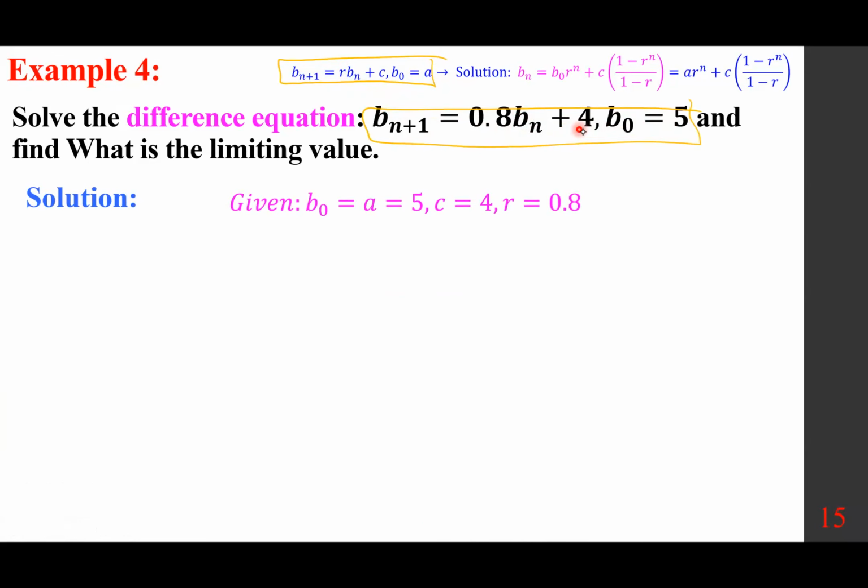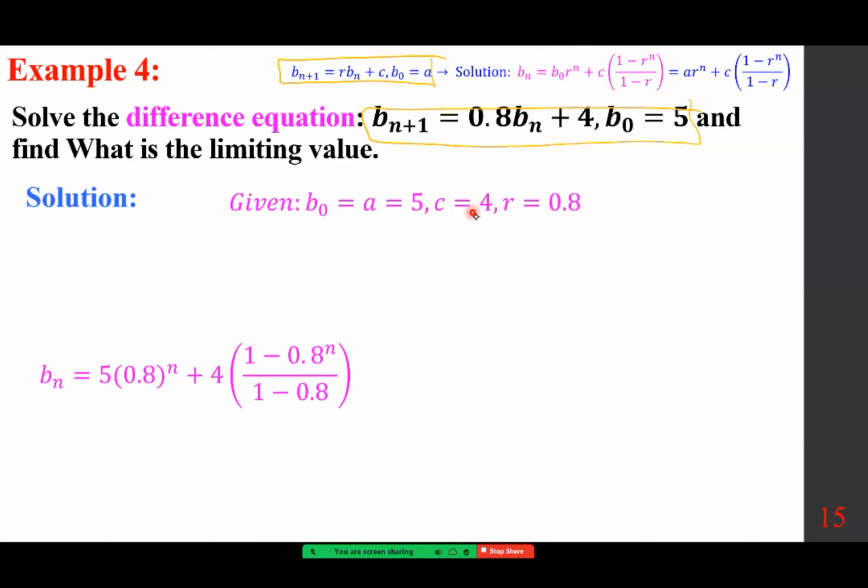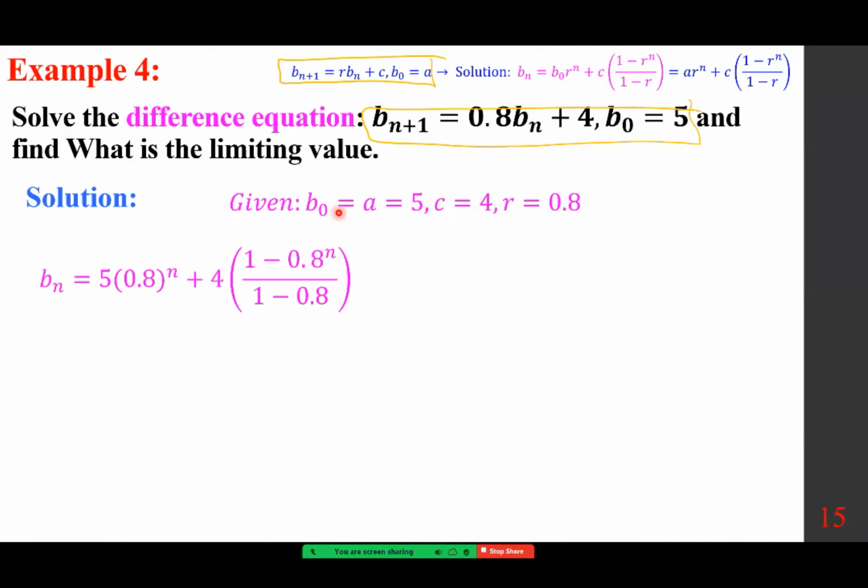Now we are ready to move on with the solution. So now that I wrote the given, I'm going to plug in into this. I'm going to replace the b0 or a with 5. I'm going to replace the r with 0.8. And I'm going to replace the lowercase c with 4. So this formula results in this.